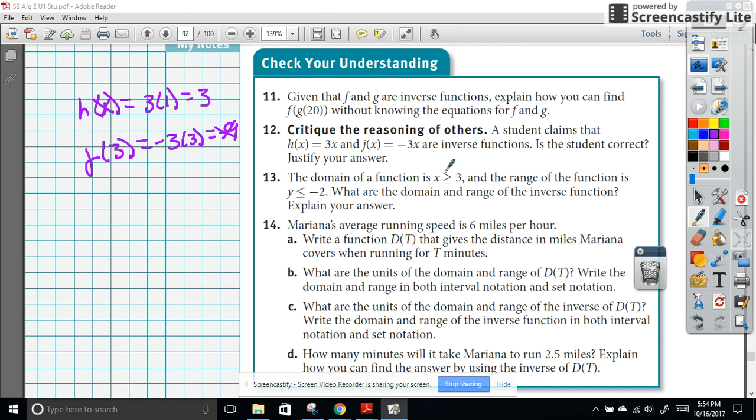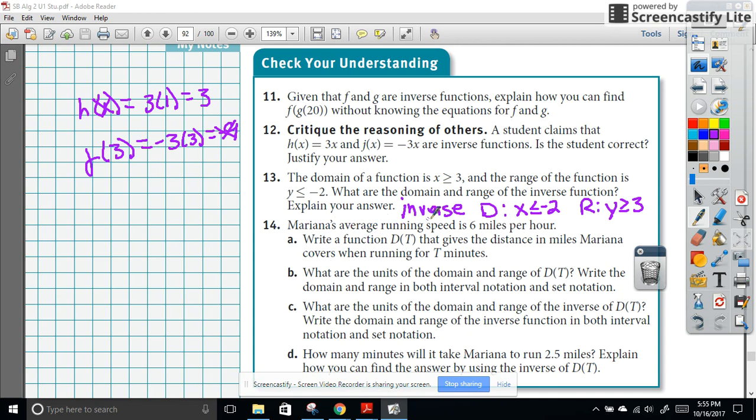The domain of a function is x greater than 3. The range of that function is y less than or equal to negative 2. What are the domain and range of the inverse? You simply reverse it. The inverse will have a domain, and even though this said y, we're now going to change it. It's going to be x is less than or equal to negative 2, and the range is going to be y is greater than or equal to 3. You take this, and it becomes the range, so you change it to y. You take this, it's going to become the domain, so you change it to x.